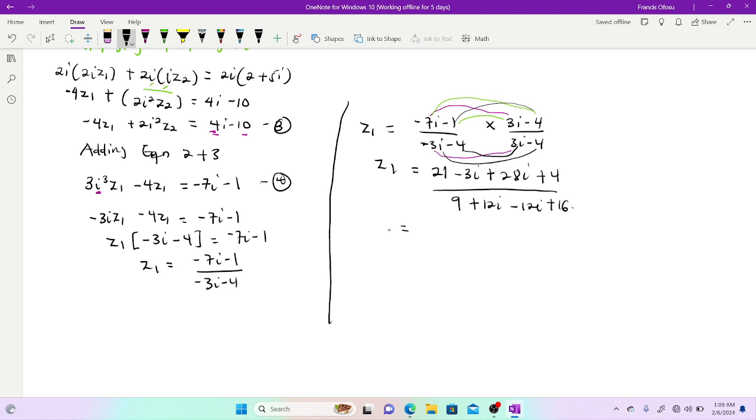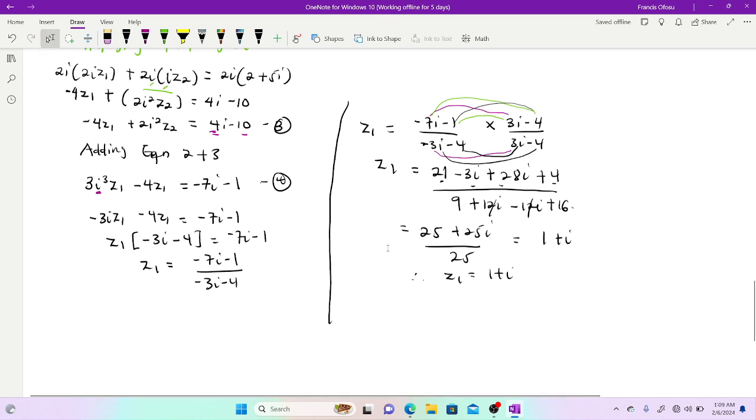At this point, 21 plus 4 is 25. Negative 3i plus 28i is plus 25i all over. This cancels this, right? 25. And this is simply equal to 1 plus i. So therefore, Z1 is equal to 1 plus i.